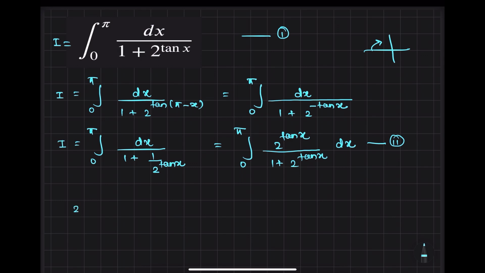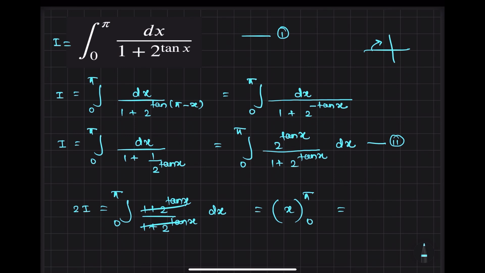So I plus I will become 2I, and then limit from 0 to pi, 1 plus 2 power 10x upon 1 plus 2 power 10x dx. This thing is gone, you are left with 1. So integration of 1 is x, then upper limit is pi, lower limit is 0. So we have pi, therefore the value of 2I is pi. We have to find out the value of I, so it will become pi by 2.